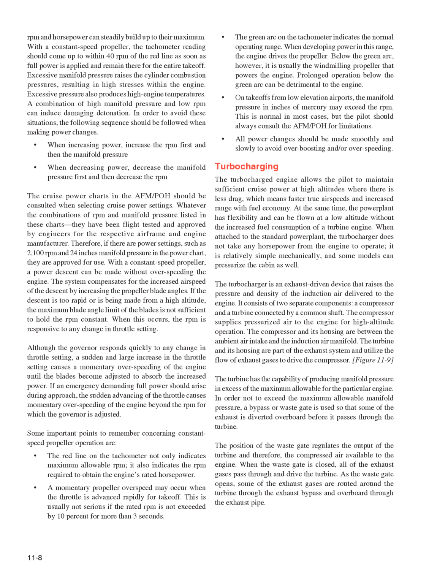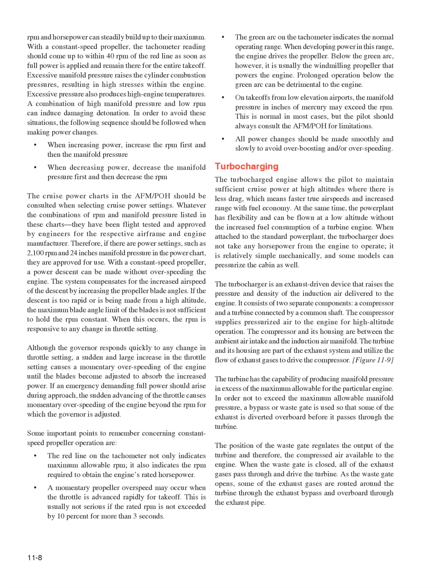Figure 11-9. The turbine has the capability of producing manifold pressure in excess of the maximum allowable for the particular engine. In order not to exceed the maximum allowable manifold pressure, a bypass or waste gate is used so that some of the exhaust is diverted overboard before it passes through the turbine.